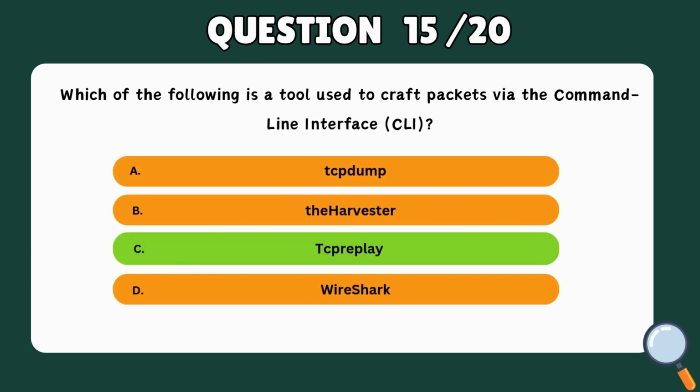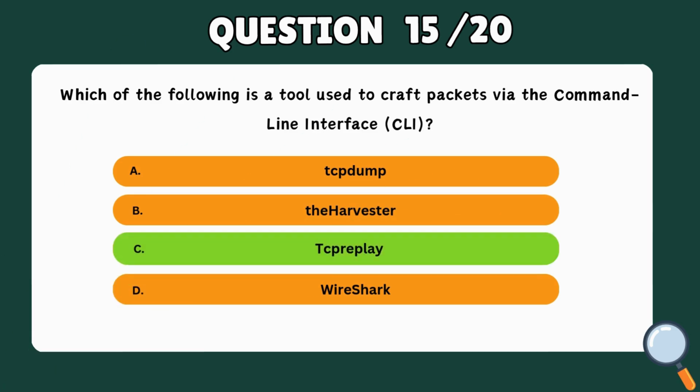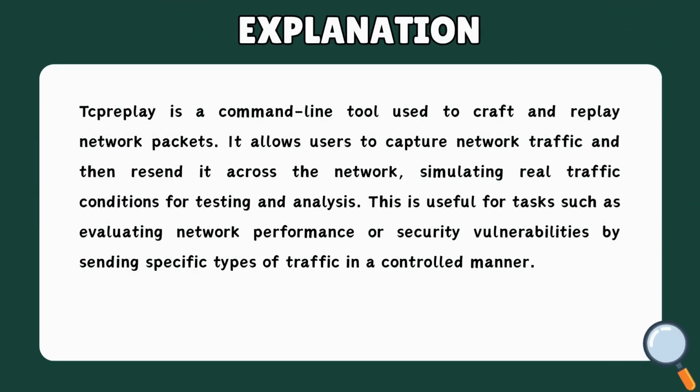Correct answer. C. TCP replay. TCP replay is a command line tool used to craft and replay network packets. It allows users to capture network traffic and then resend it across the network, simulating real traffic conditions for testing and analysis. This is useful for tasks such as evaluating network performance or security vulnerabilities by sending specific types of traffic in a controlled manner.